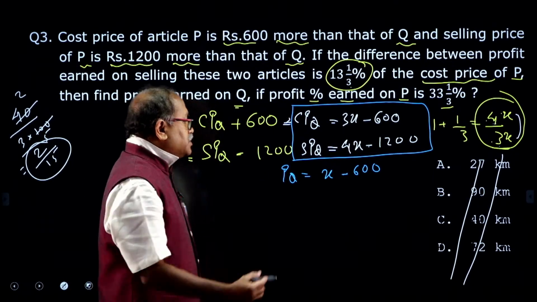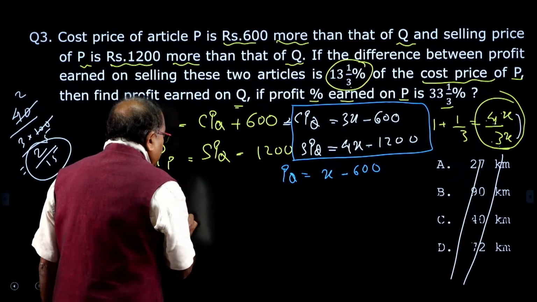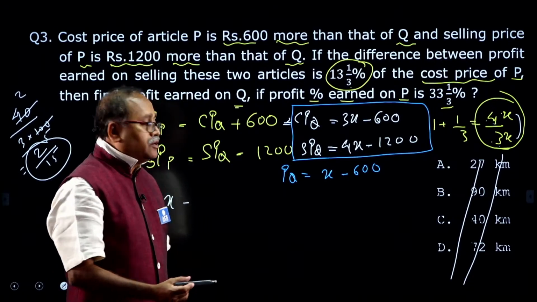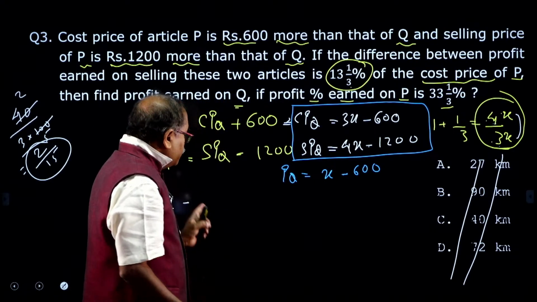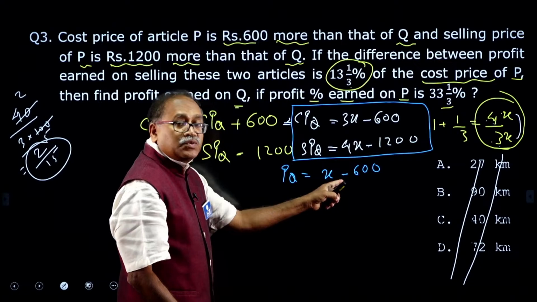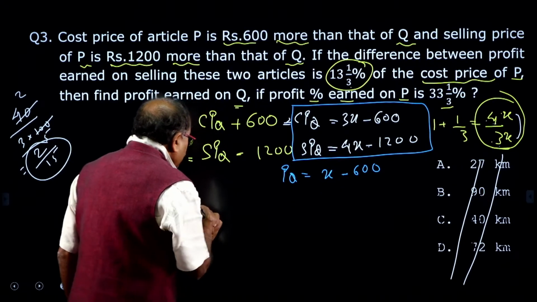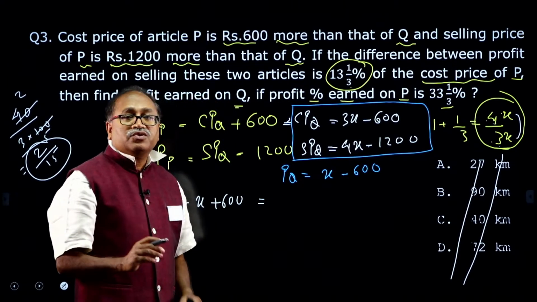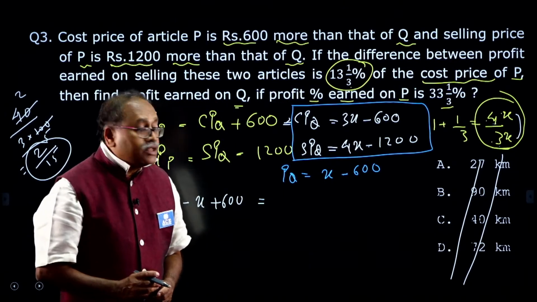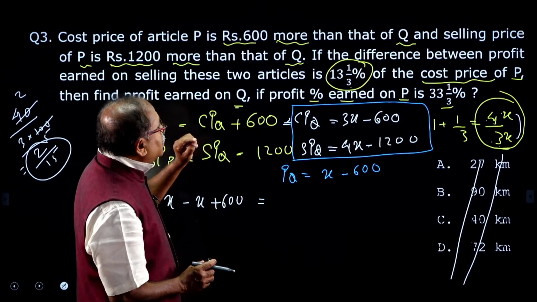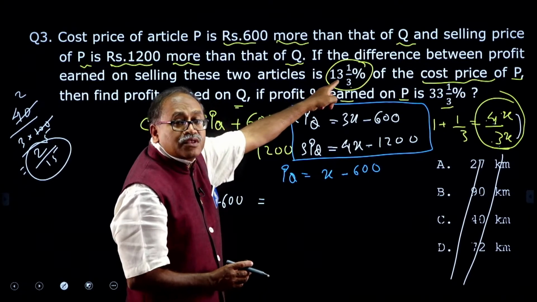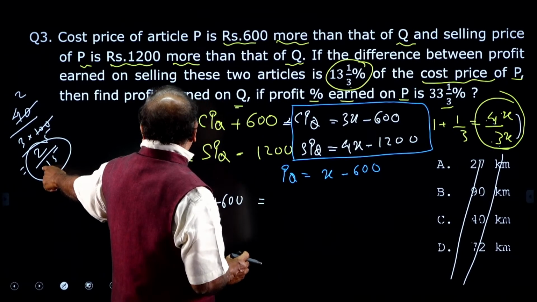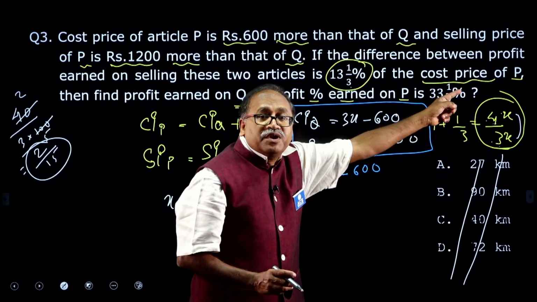The profit is x. So, the difference of profit is x minus, in the profit of Q you are getting x minus 600. When you subtract this, minus x and minus minus become plus 600. So, minus x plus 600 is equal to the difference. The difference is equal to 13 2/3, which is nothing but 2/15 of the cost price of P.